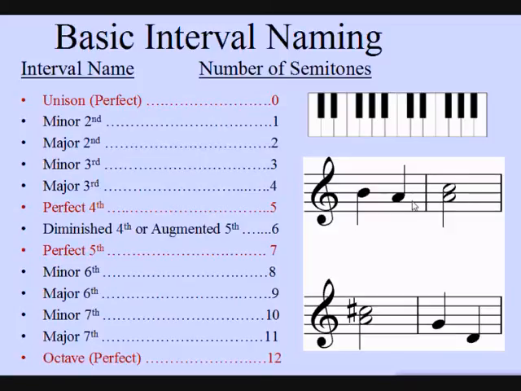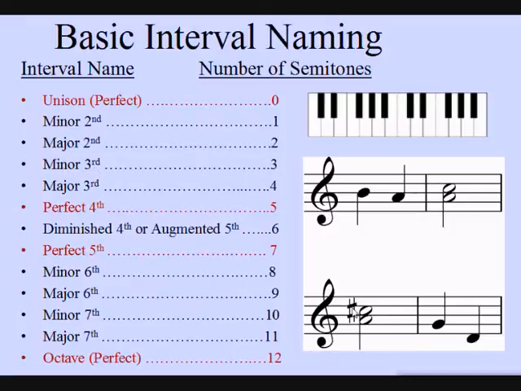If you look now from the keyboard count, we go 0, 1, 2, 3. Now we know it's a third, so it's either minor or major, and it has 3 semitones of separation. That means that this is a minor third.